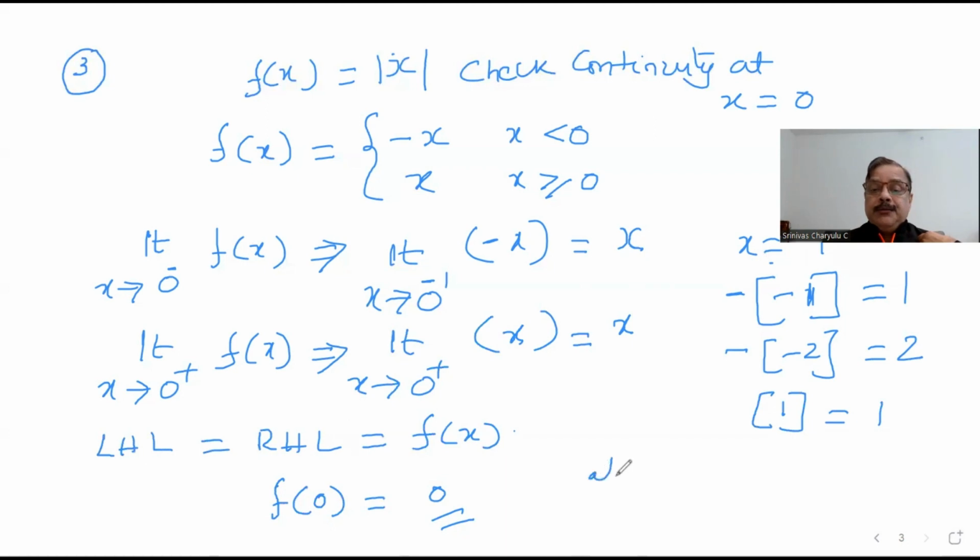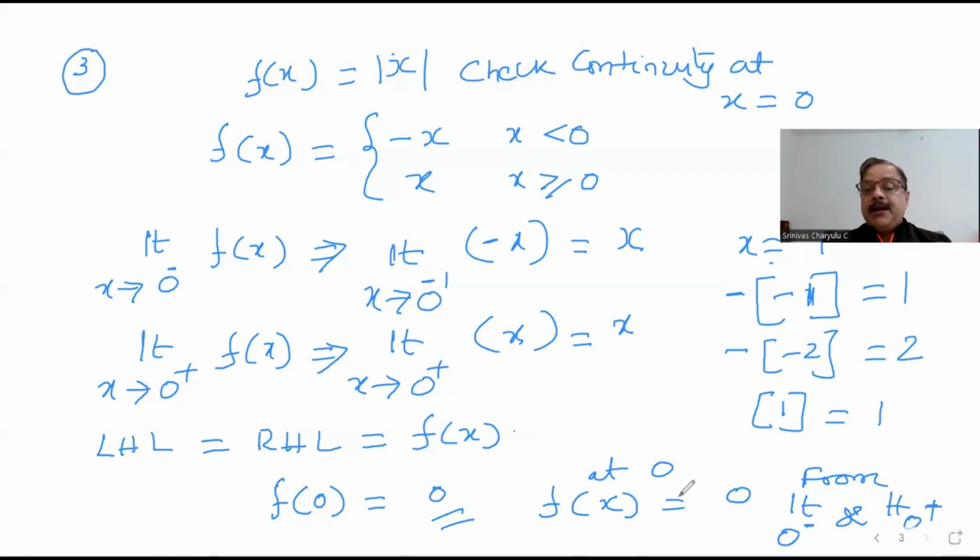So at 0, f of x is equal to 0 from both sides, from limit 0 minus and limit 0 plus. From both sides, the value is equal to 0. That is why this function is also continuous. So the modulus function is continuous now at x is equal to 0. Okay, let us go to another sum.